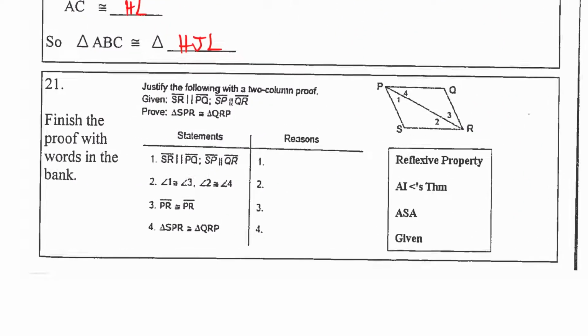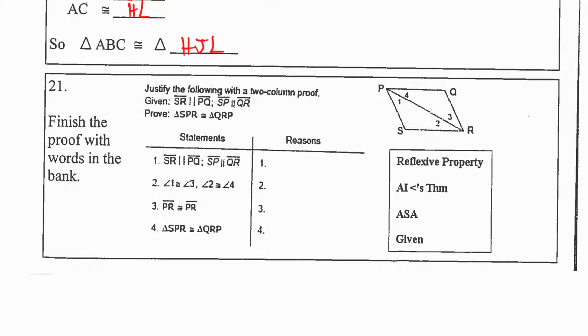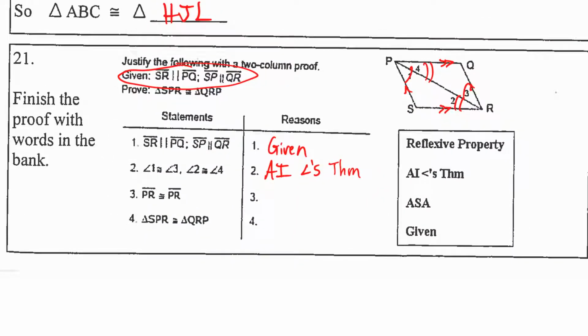All right, on this one, how do I know that SR is parallel to PQ and that SP is parallel to QR? Right here, because it's given. So this is parallel to this, and this is parallel to this. And it says angle 1 is congruent to angle 3, and angle 4 is congruent to angle 2. I know that because of the alternate interior angles theorem. Then number 3, how do I know that PR is congruent to PR? Reflexive. And then obviously those two triangles are congruent because of angle side angle.